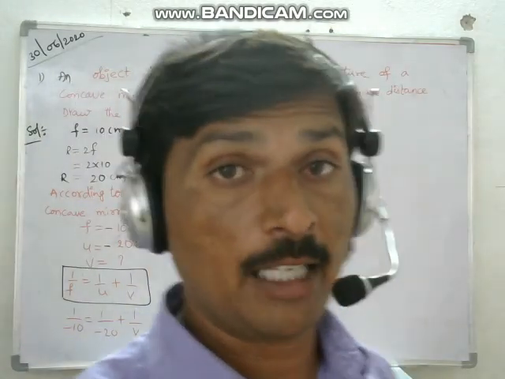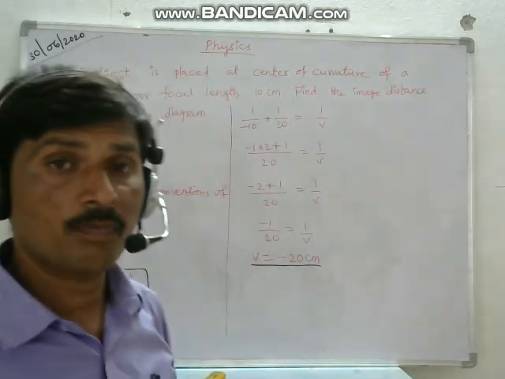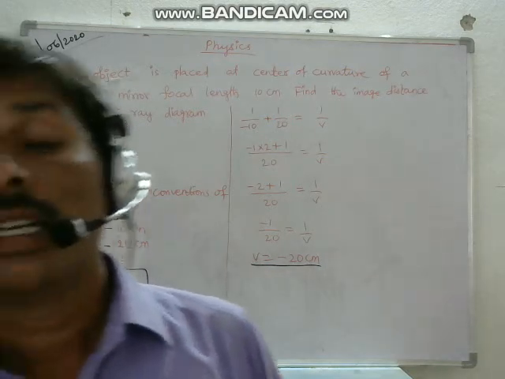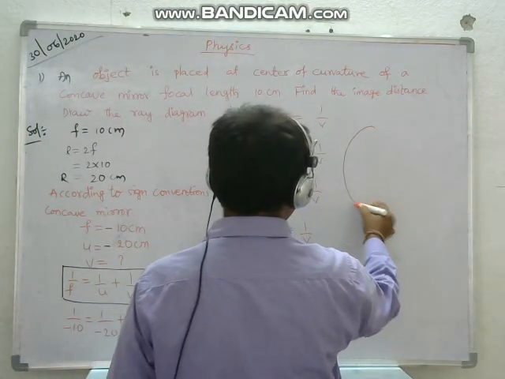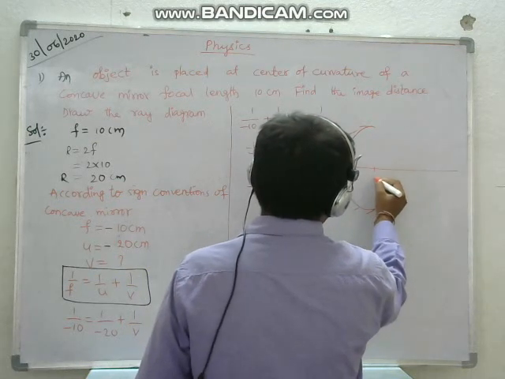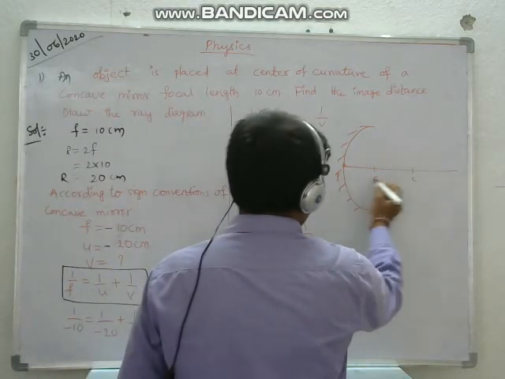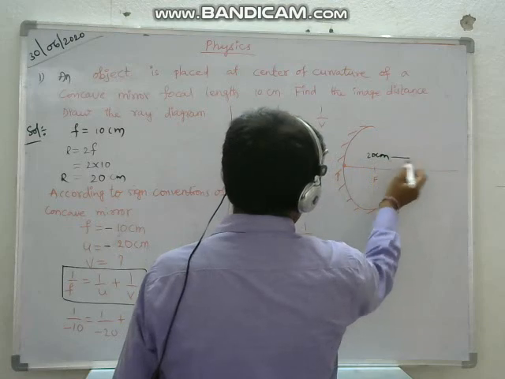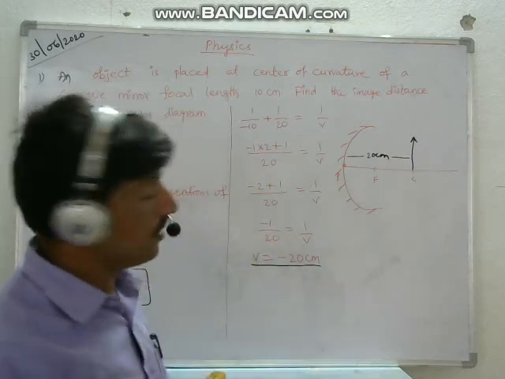Now we have one more question, that is, draw the ray diagram. How can we draw the ray diagram? We know the focal length, the object distance, and the image distance. So based on this data, we can draw the ray diagram. So let me draw it. It is a concave mirror, pole, focus, and center of curvature. According to the given data, the object is placed at the center of curvature, and its distance is 20 centimeter. We also got the image distance as 20 centimeter.